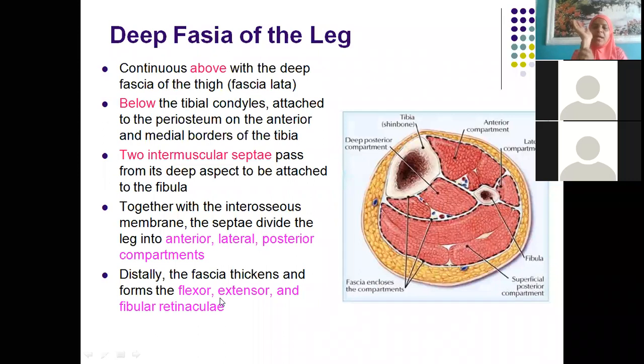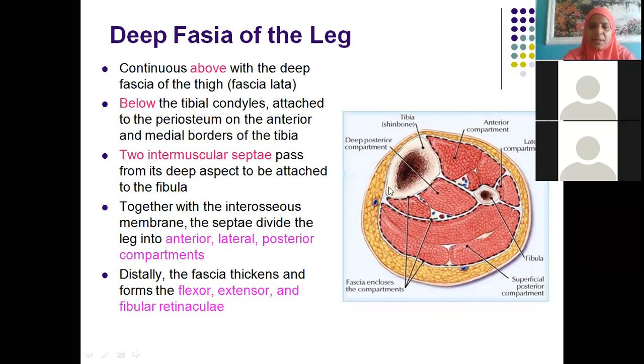If you just recollect, in the upper limb, we had flexor retinacula, extensor retinacula, right? Similarly, around the ankle, we have three retinaculae. That is flexor retinacula, extensor retinacula, and peroneal, also called fibular retinaculae.